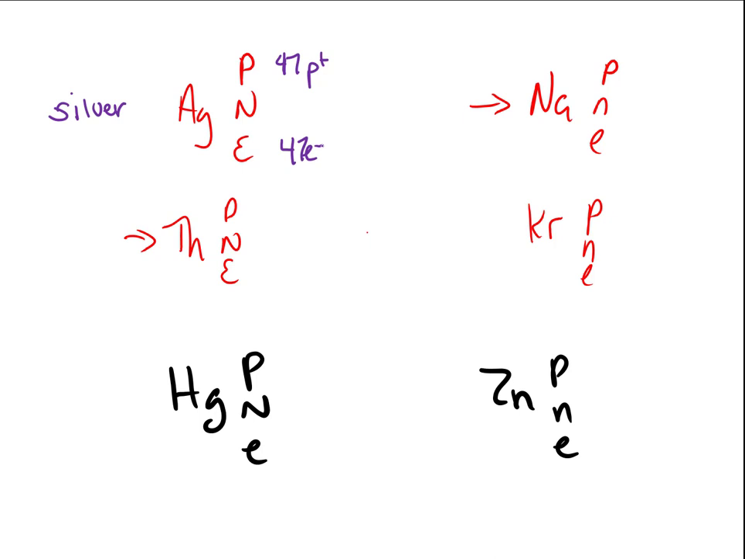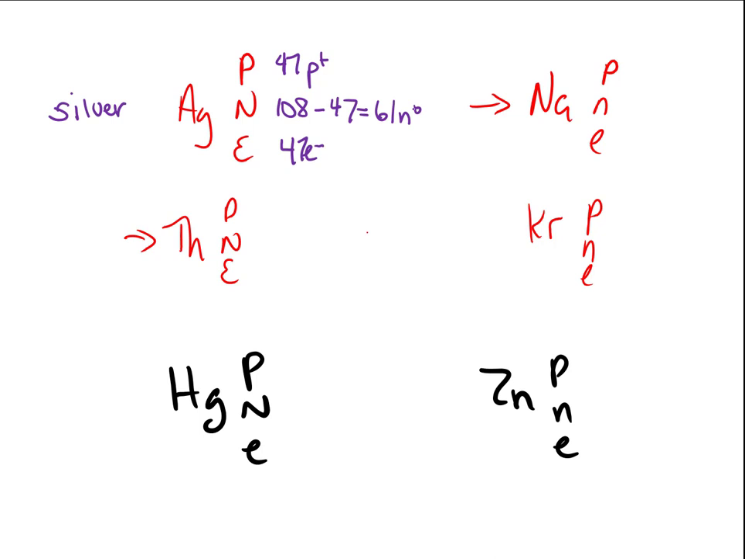Now how do I figure out how many neutrons? What am I going to round to? 108. Everybody see that silver is 107.9? Round it to 108 and then subtract 47. So that's 61. 61 neutrons.